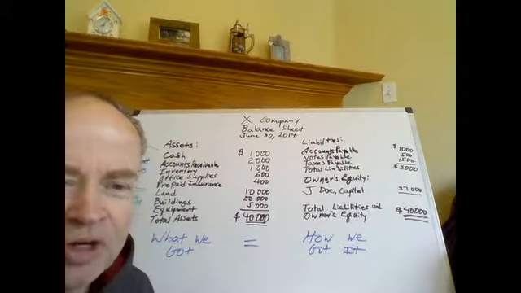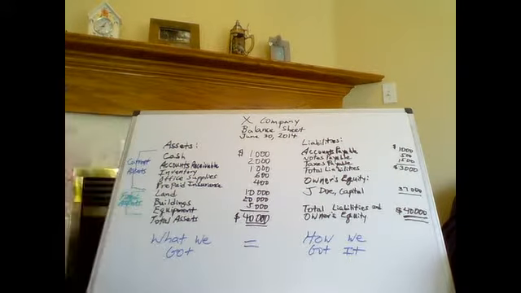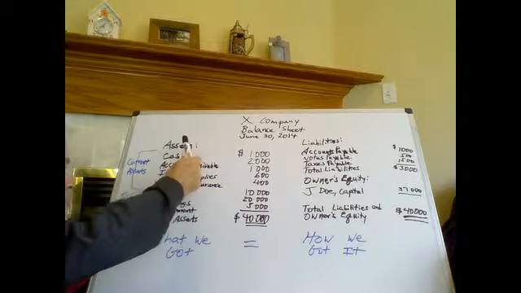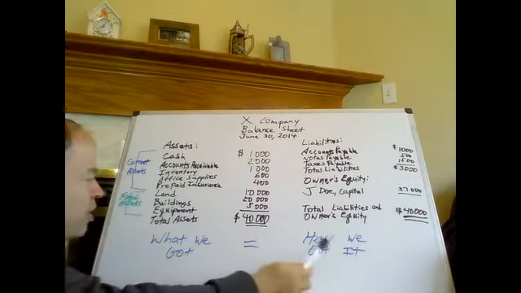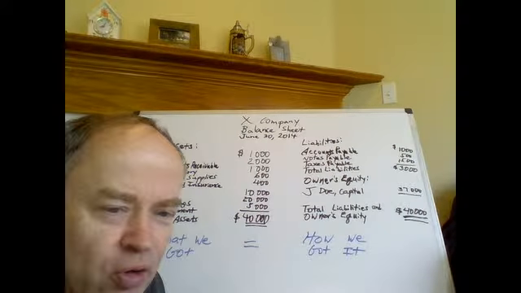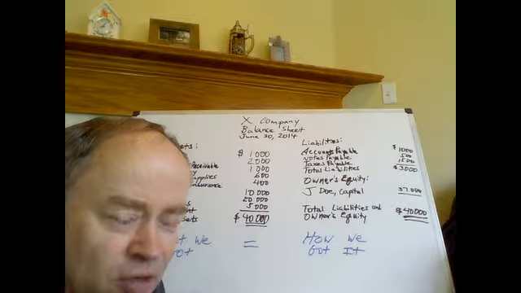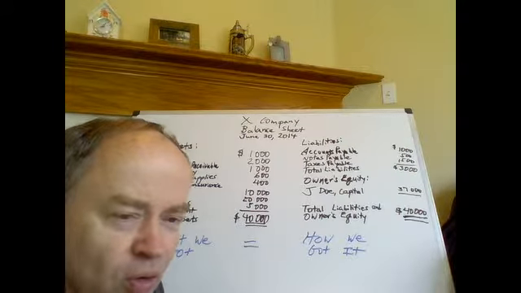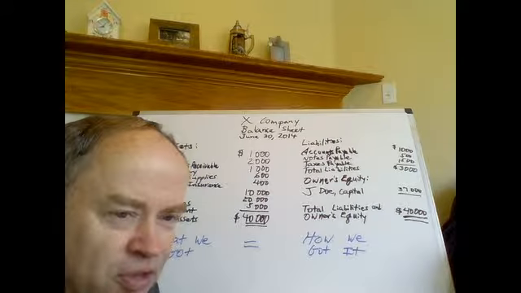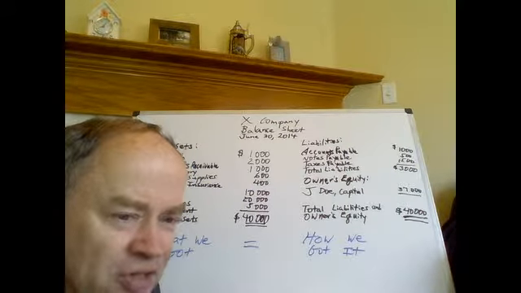A balance sheet is like a photograph of the business at a point in time. So there are two things that we want: what we got and how we got it. That's the purpose of a balance sheet, to show what we got, which are assets, and how we got it, through borrowing from others or through our own investment in the business. First thing we're going to look at is the assets, which is what we got.